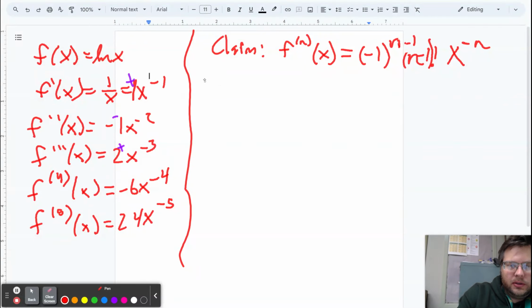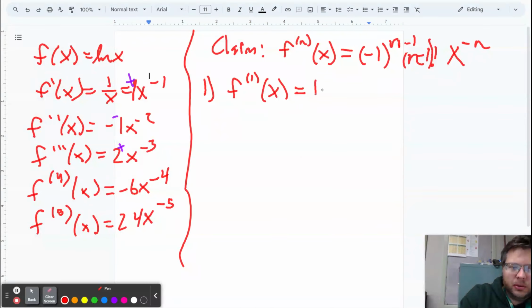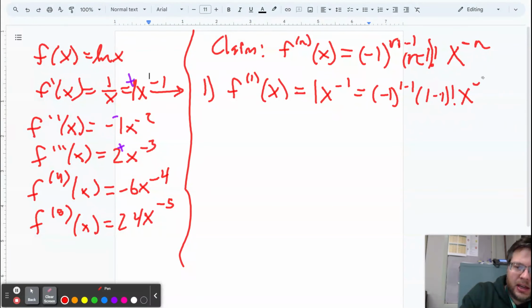First, we have our base case. The first derivative, which I guess I should write as a prime, but that's okay, is equal to 1 times x to the negative 1, because I showed that right here. And that's also the same as negative 1 to the 1 minus 1, times 1 minus 1 factorial, times x to the negative 1. That works because negative 1 to the 0 is equal to 1, and 0 factorial is equal to 1. We're good. It checks out.